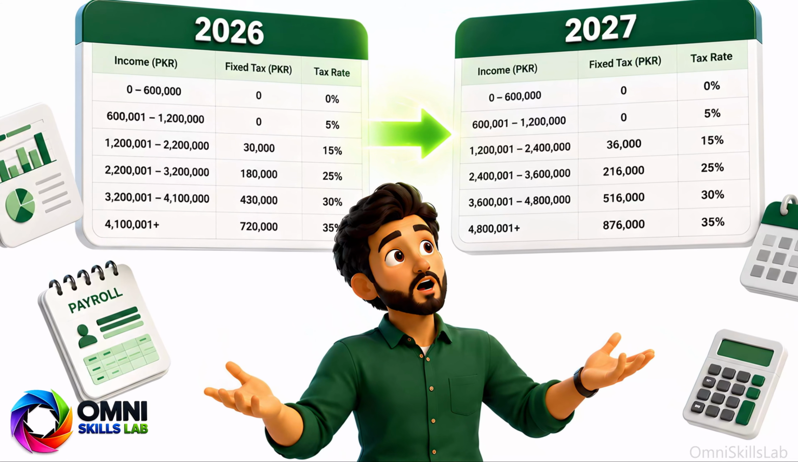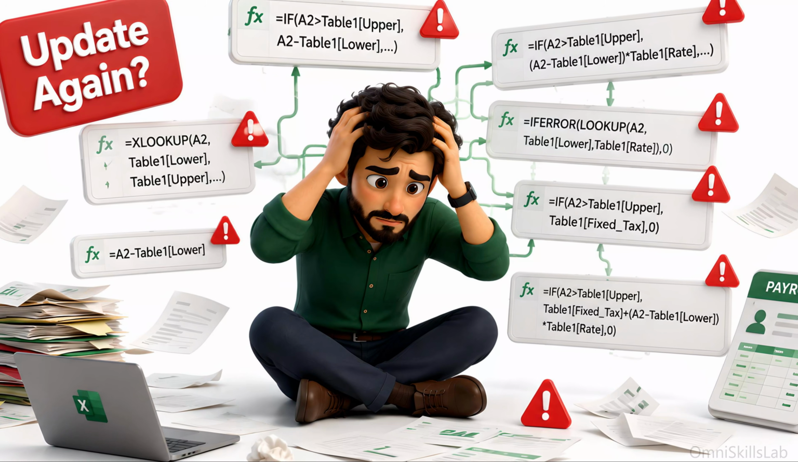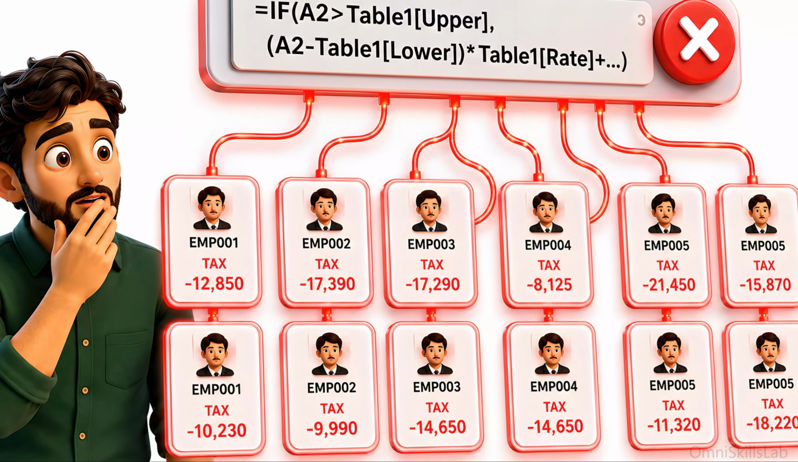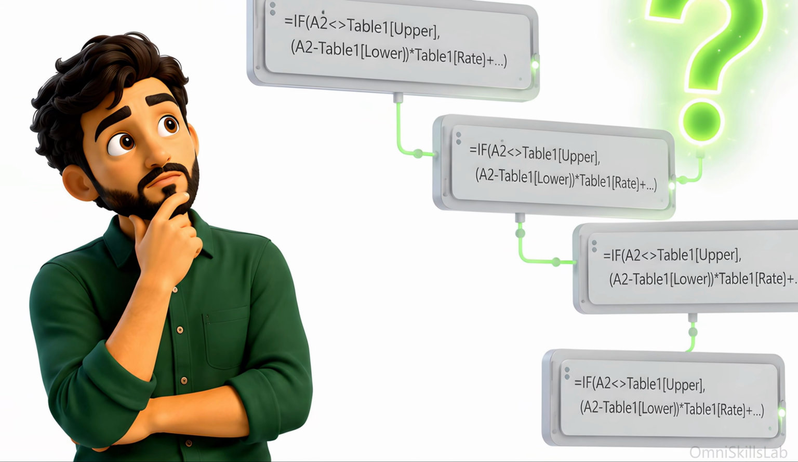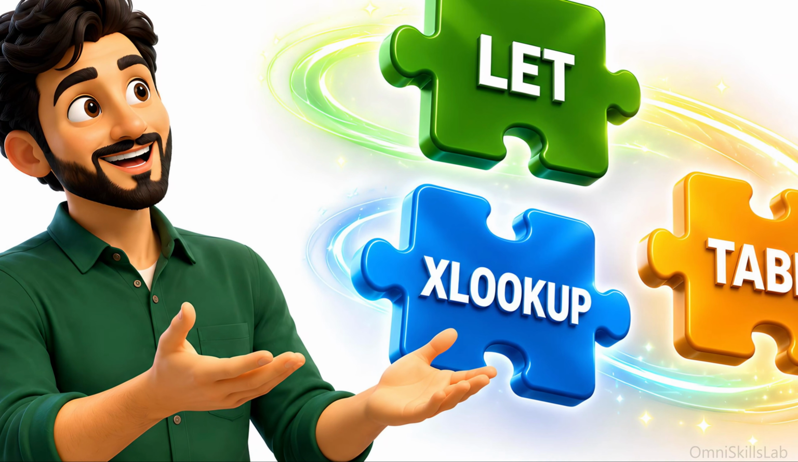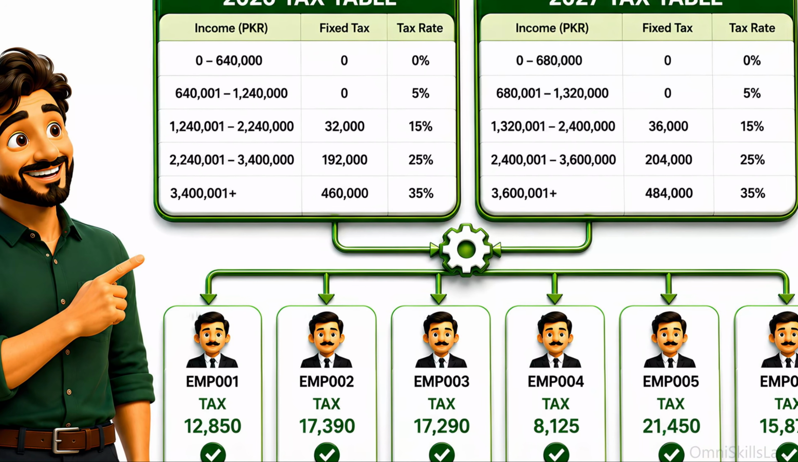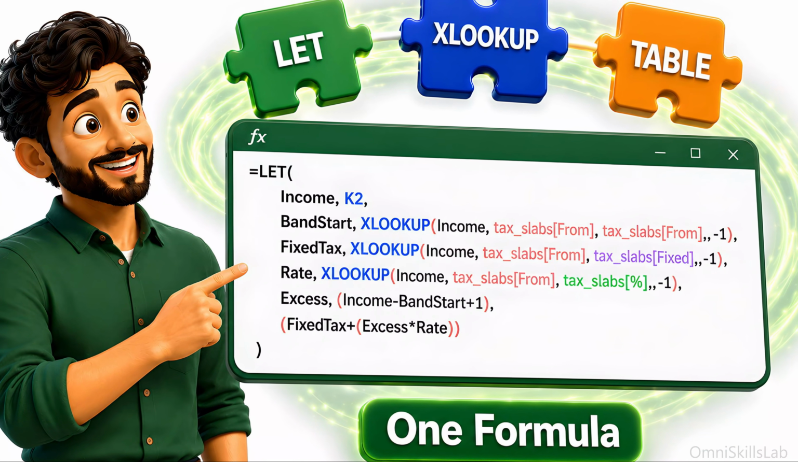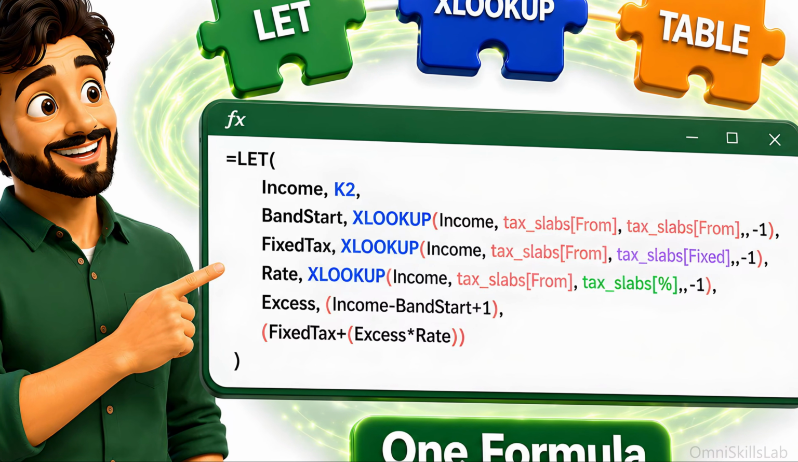Every year, tax slabs change, and every year, payroll formulas have to be updated. One wrong formula can affect an entire payroll. But what if you never had to rewrite those formulas again? What if you only updated one table and every tax calculation updated automatically? Today, you will build a professional payroll model using Excel tables, XLOOKUP, and the LET function.